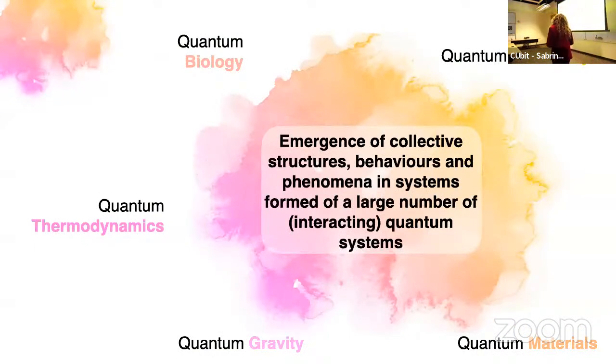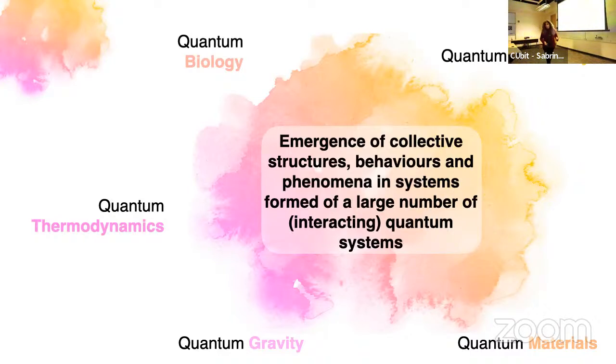And this is connected with something which is very important. I'm starting really from the classical side, but I believe it will be very important also on the quantum one: the concept of emergence. I'm not going to give a definition of emergence, but certainly the emergence of collective structures, behavior, and phenomena in systems that are formed of a large number of interacting quantum systems has and will play a key role in many fields, be it biology, thermodynamics, chemistry, materials, or gravity.